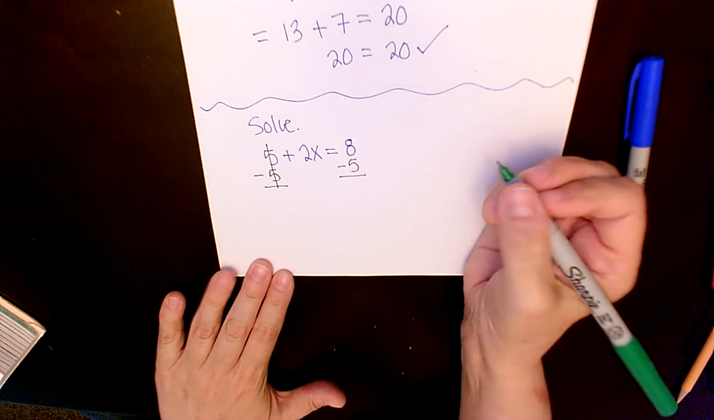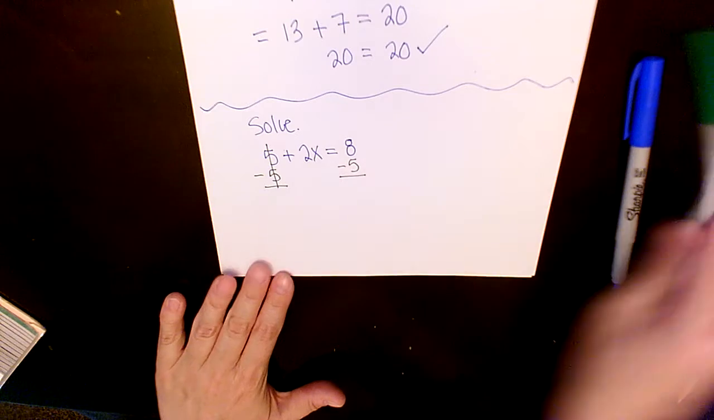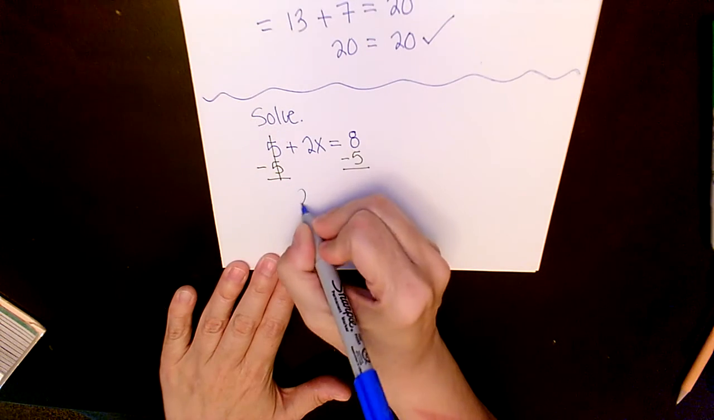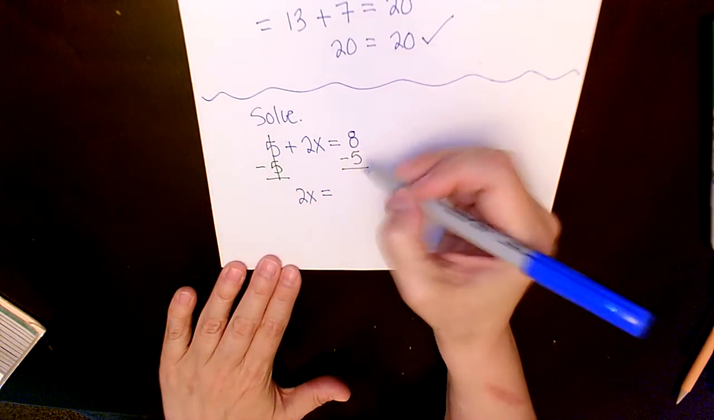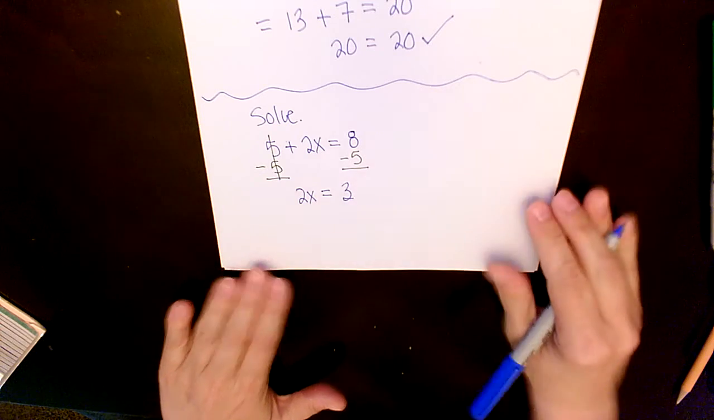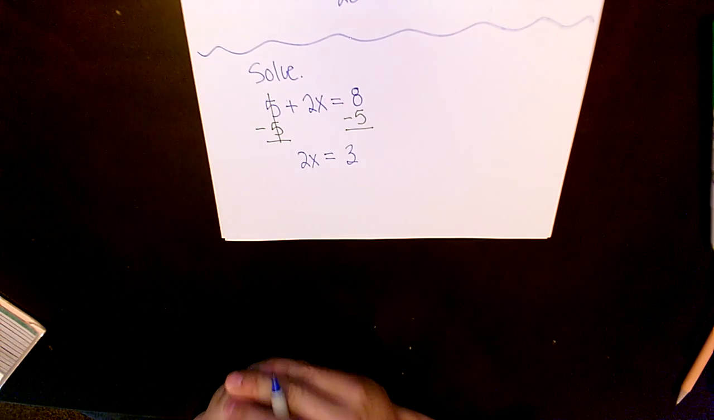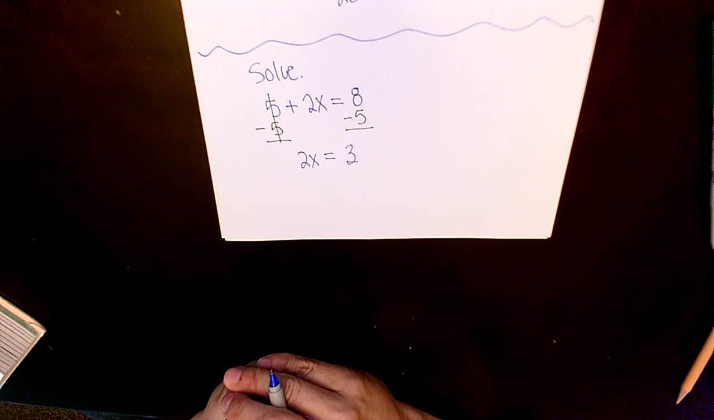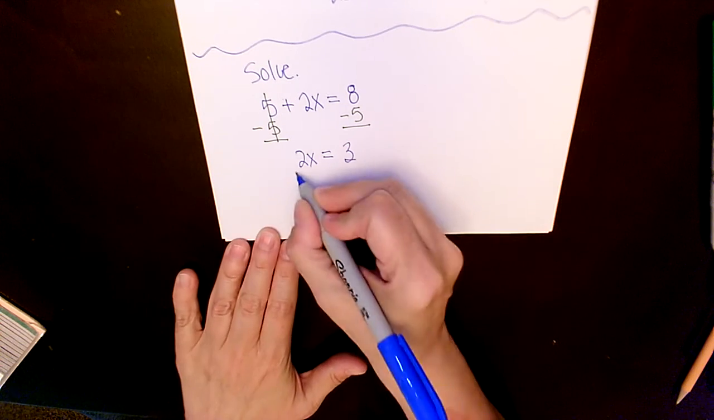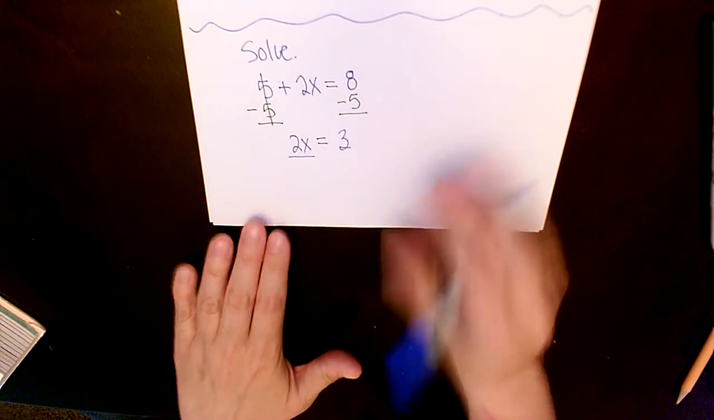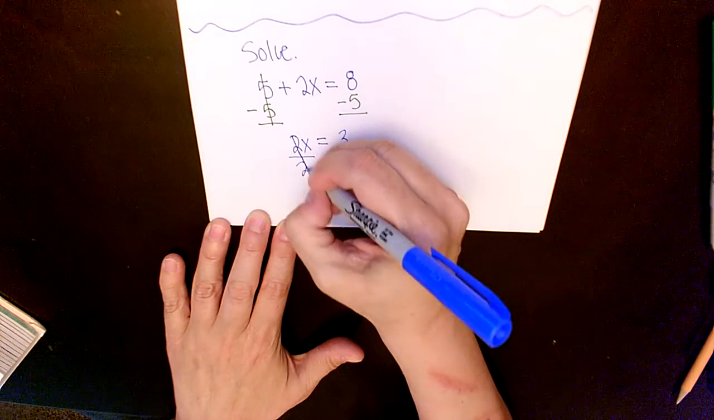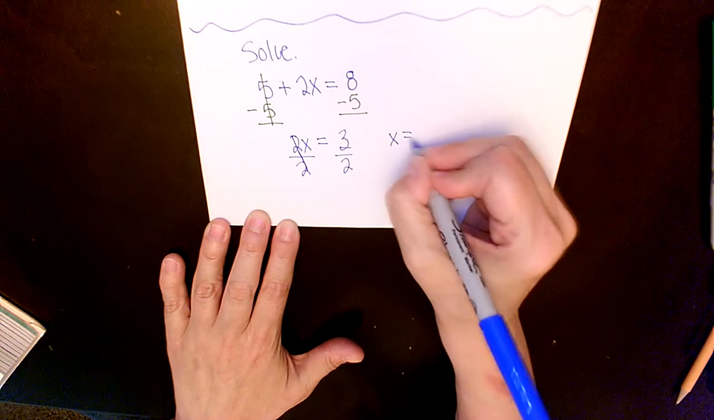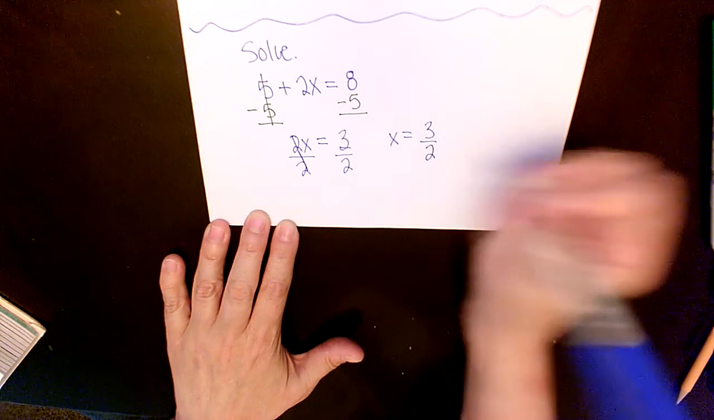And the 5's drop out. And 2x, 8 minus 5 equals 3. And then as we're following our steps, I'm going to divide both sides by 2. And x equals 3 over 2.